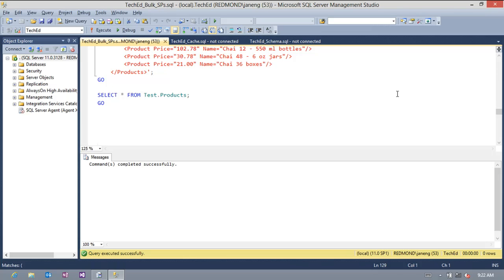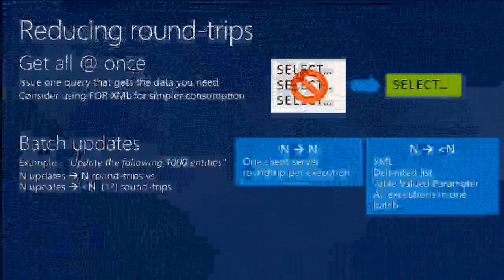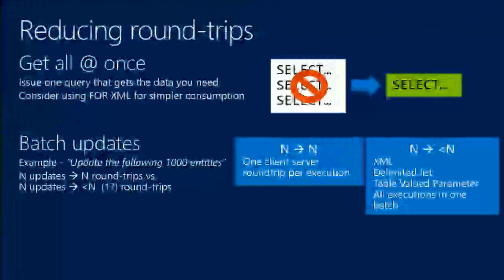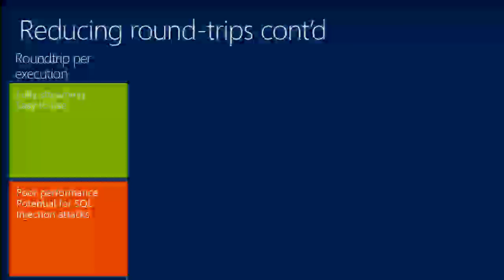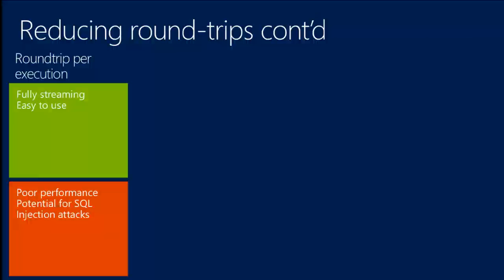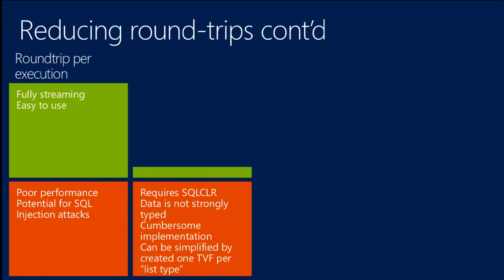All right, let's jump quickly back here, as the demo took forever to execute. Just a few considerations here. Round trip per execution: it's full streaming because you do it one after another over an open connection. It's easy to use. It's probably very intuitive because that's how you would do it anyway. But as we saw, it has very poor performance. And depending on how you do it, you also expose yourself to SQL injection, because you put this thing together on the client side.